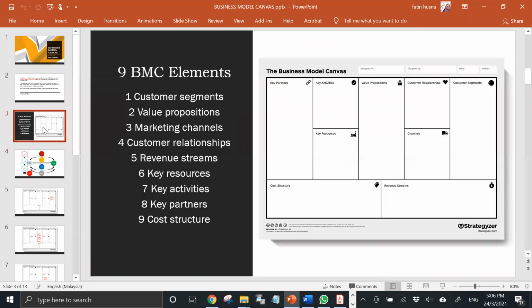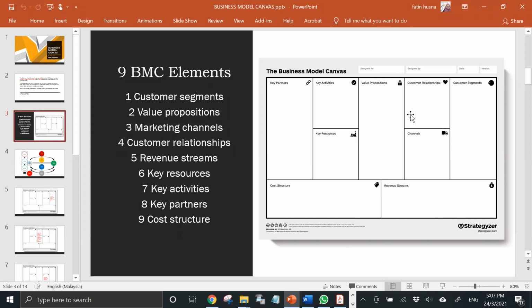So we have 9 BMC elements. Number one is customer segment. I actually put the numbers based on the way of doing it first. You can start from key partners until customer segment and until revenue stream, it's okay, but this is how people do it. They will start with customer segment first because customer segment is very important. It will affect the other 8 elements.